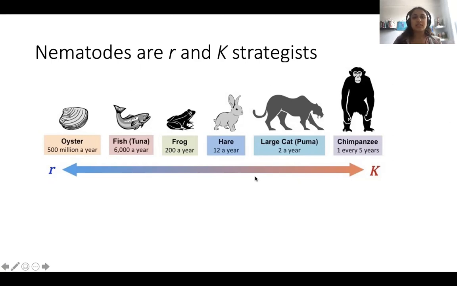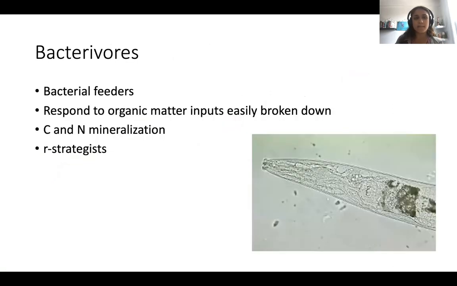And so nematodes can function as both R and K strategists, which makes them really special in terms of the soil food web, as they're really one of the only below ground soil microbes that is capable of functioning as either an R or K strategist.